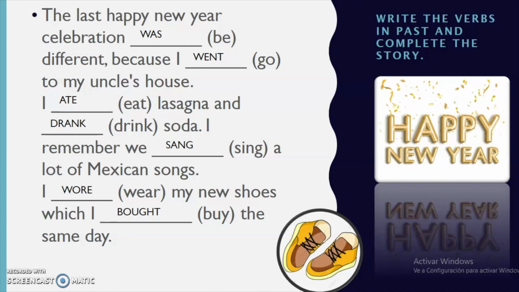The last Happy New Year celebration was different because I went to my uncle's house. I ate lasagna and drank soda. I remember we sang a lot of Mexican songs. I wore my new shoes, which I bought the same day. Okay guys, please take some notes about this in your notebook, and see you later.